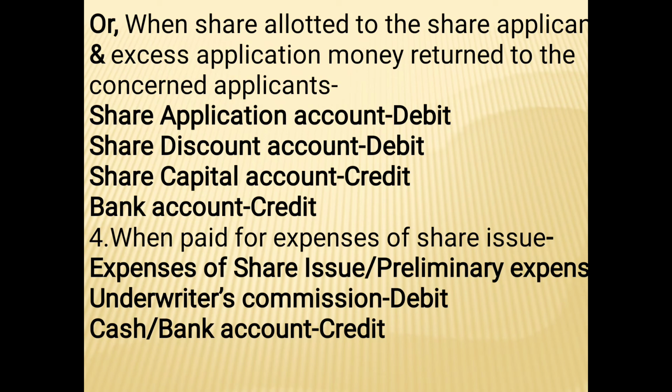Dear students, I think you have written in your copy all journals related to share issuing. We know 3 types of share issuing: share issuing at par, share issuing at a premium, share issuing at a discount. 3 types of journal are already shown in your content for the chapter 4 capital of joint stock company, that is share issue.